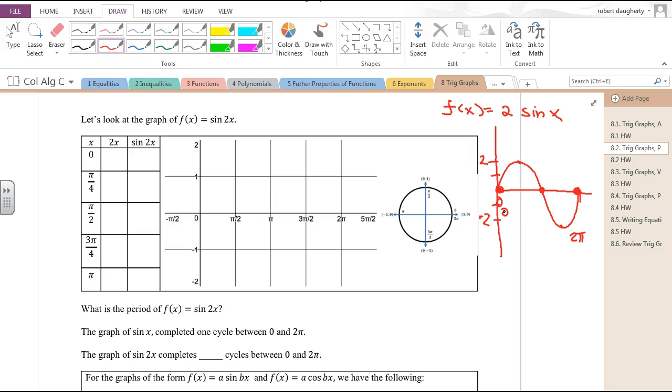Okay. Let's continue on. So, guys, we want to graph f of x equals the sine of 2x. If x is 0, what is 2x? If x is pi over 4, what is 2 times pi over 4? What's 2 pi over 4? 2/4 is what? 1/2. Okay. What's 2 times pi over 2?